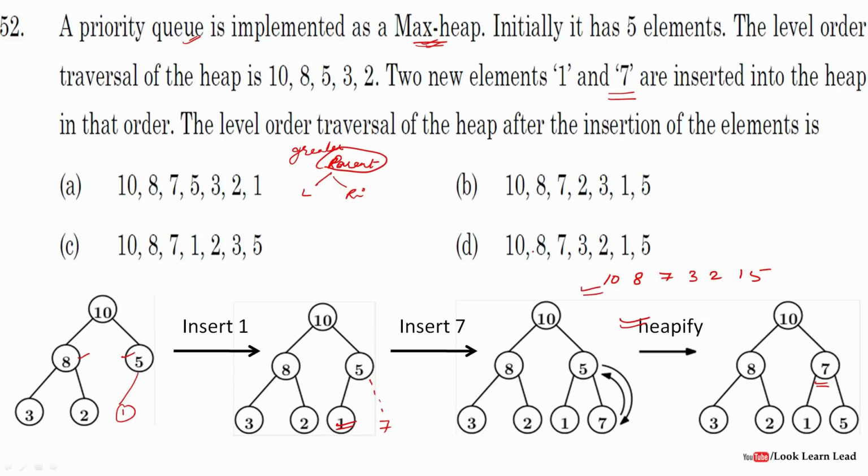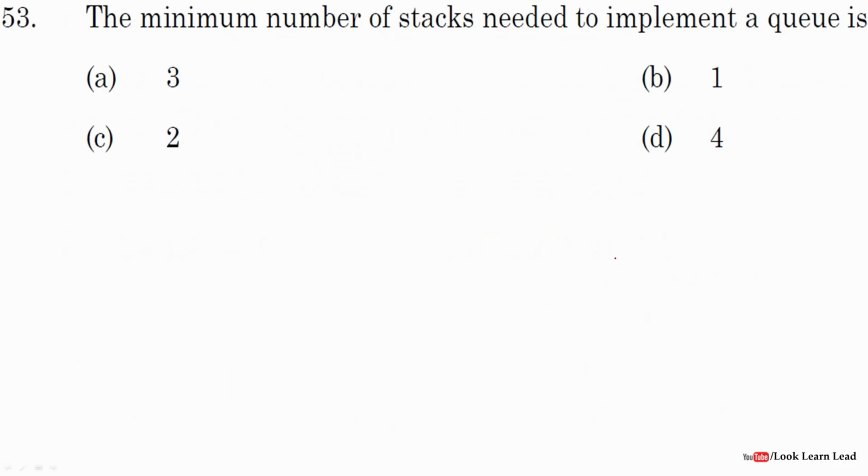So this is our answer. That is answer D, 10, 8, 7, 3, 2, 1, 5. Okay, this was all about priority queue, max heap. Next one, to the next question.